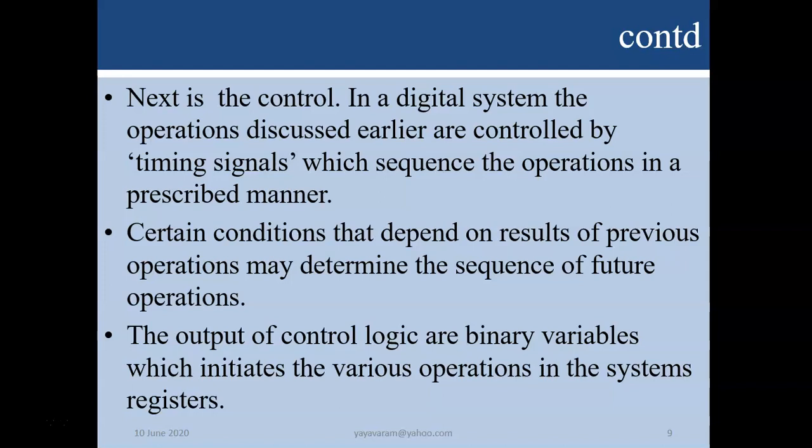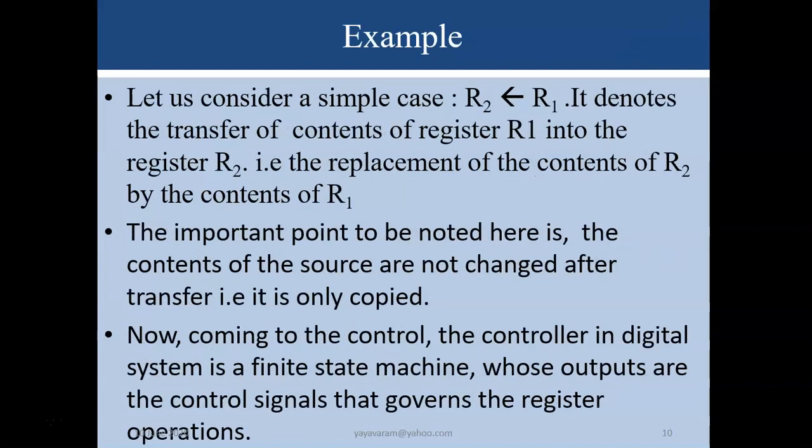The outputs of control logic are mostly binary variables, which initiate the various operations in the system. That means, what is the meaning of this control logic or binary variable? When it is 1, it will do something. If it is 0, it will do something else. Or if it is some other value, it will wait for something. So these are all output control logic or binary variables.